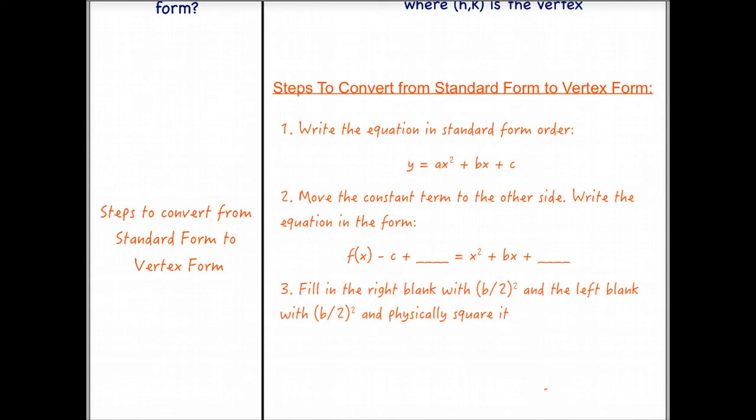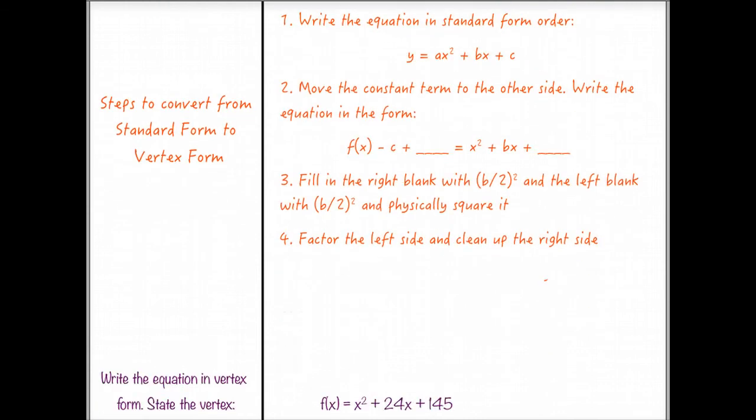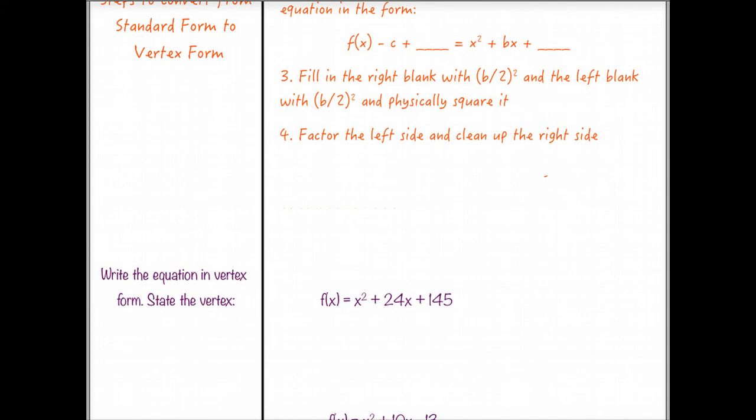Fill in the right blank with b over 2 squared and the left blank with b over 2 squared, and physically square it. Again, pulling from the stuff that we have already been working on. We're going to factor the left side and clean up the right side. Then we are going to move the constant term back to the right-hand side. And we want to state the vertex.